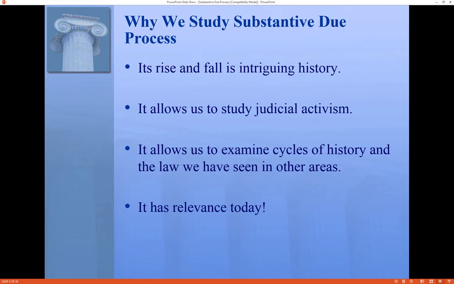It also has relevance for today because, as I said before, this is exactly the machinery that people have used to protect civil rights. So we're going to be talking about how the court has attempted to protect economic rights, and that changed in the 1930s. And then after the 1930s, the court used exactly the same kind of logic to protect civil rights.